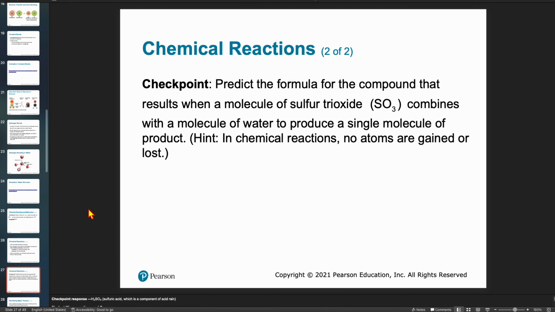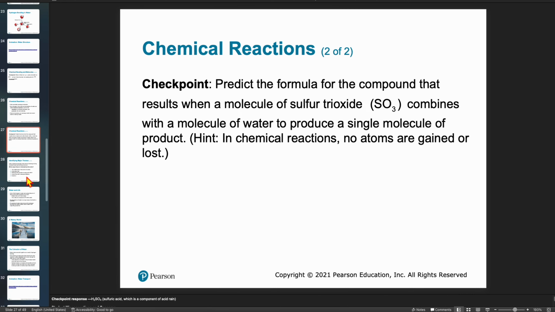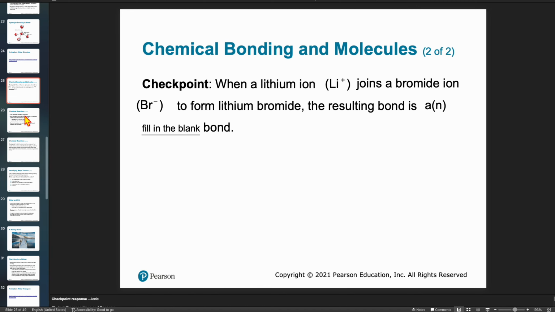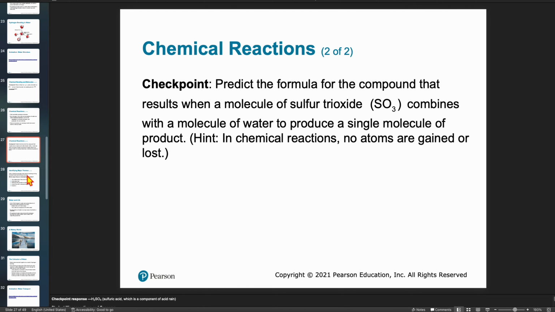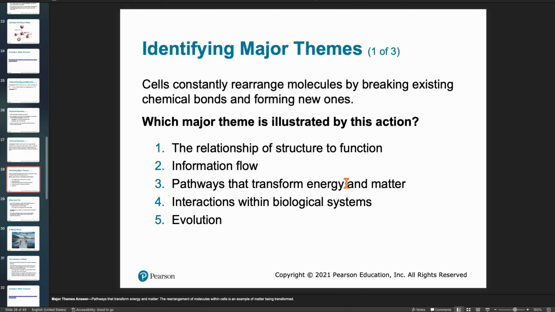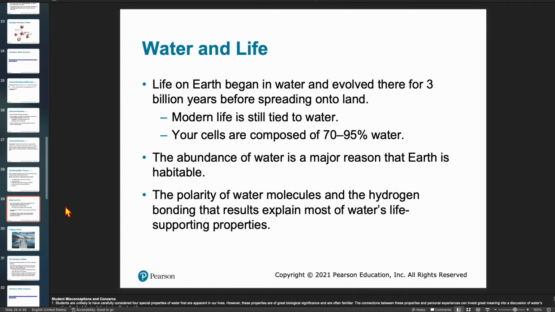Okay, oops, went too fast. Let me back up. This is actually a repeat from chapter 1. So this author likes to throw in the themes from chapter 1. So just a slide there.